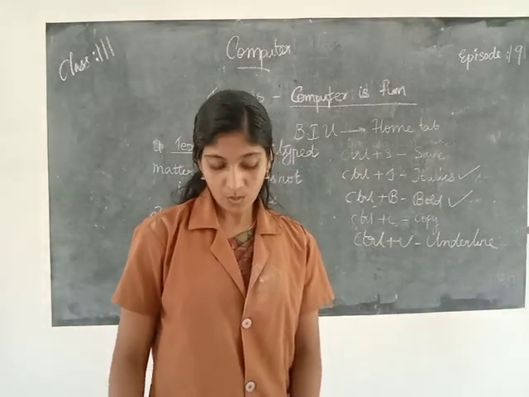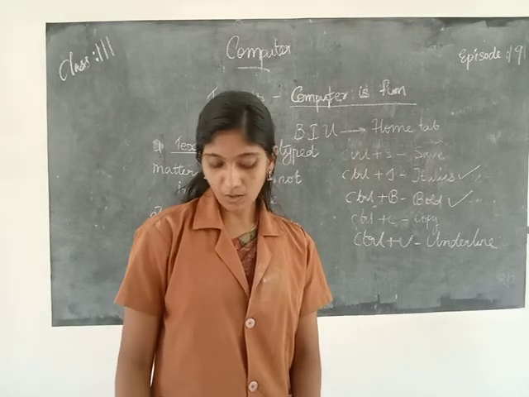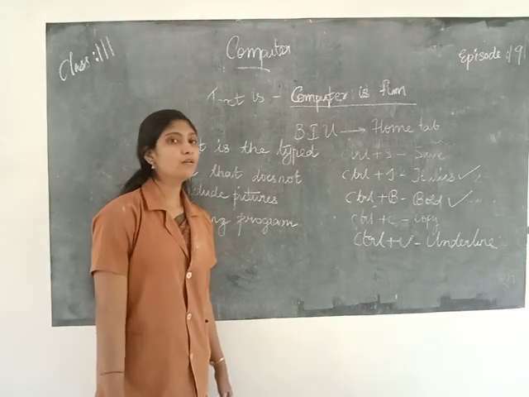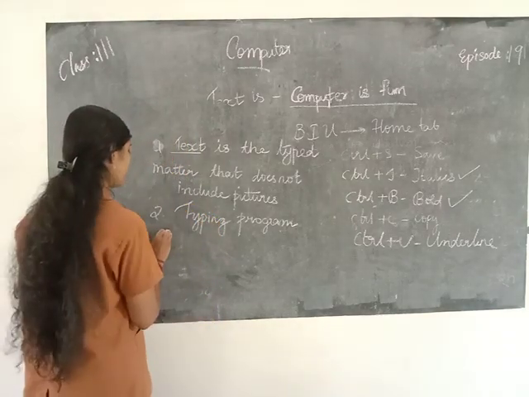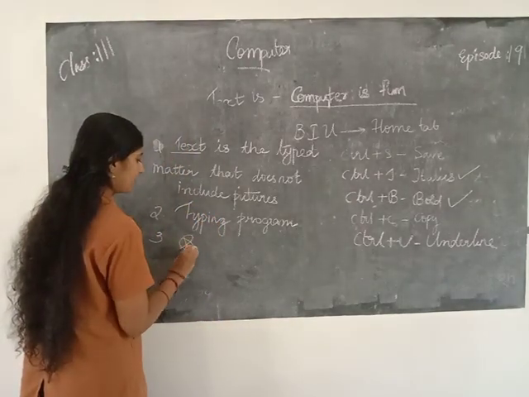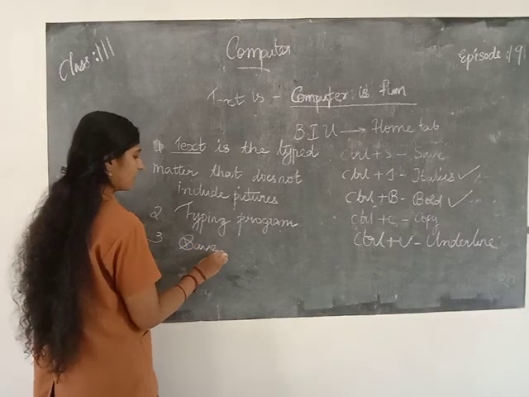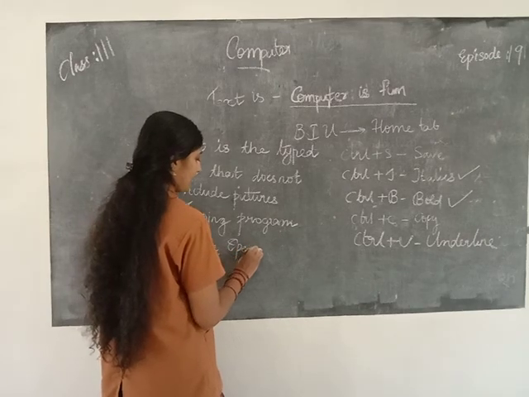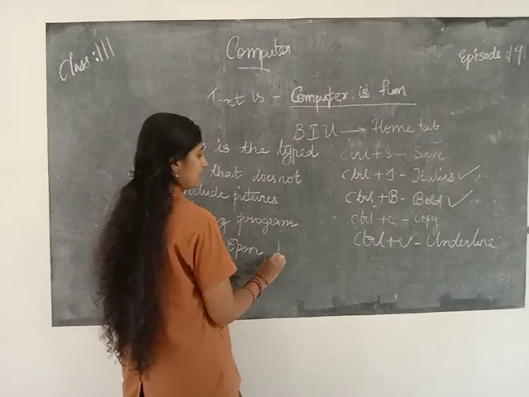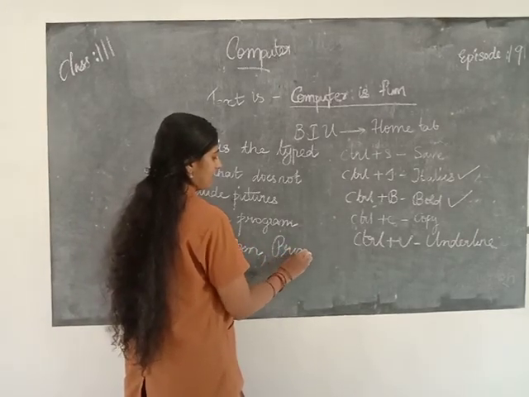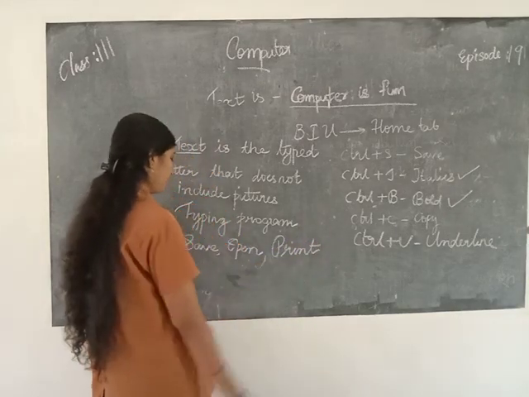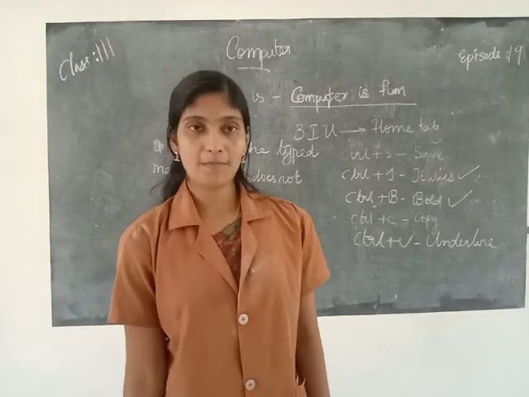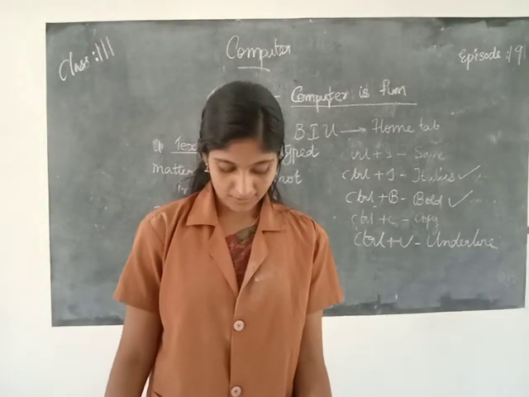Then third question. What kind of commands are stored in the Office button? Frequently used commands are stored in the Office button. What are the frequently used commands? Yes, save command, open command, print command. So save, open, print, etc. are present in the Office button.